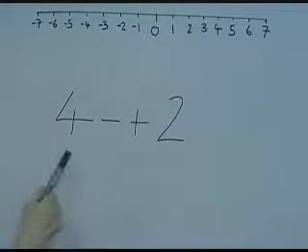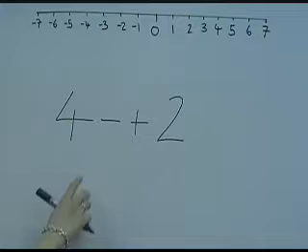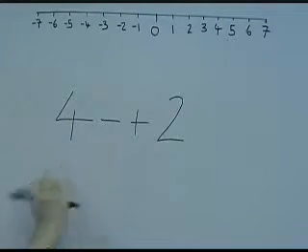This calculation is 4 take away positive 2. Now you won't see this kind of situation in real life, but you might see it in an exam paper, because you're really just taking 2 away from 4.